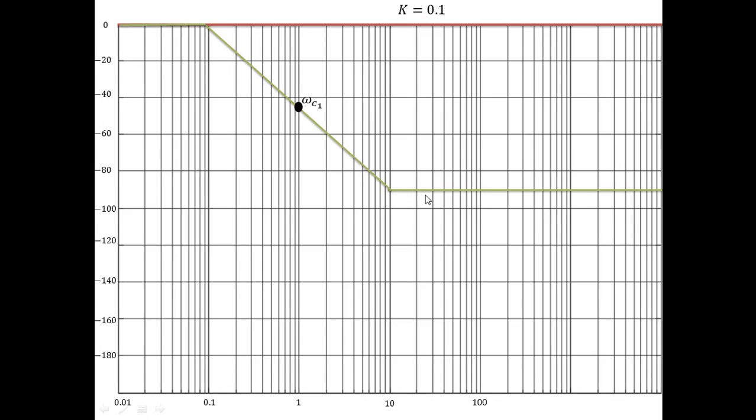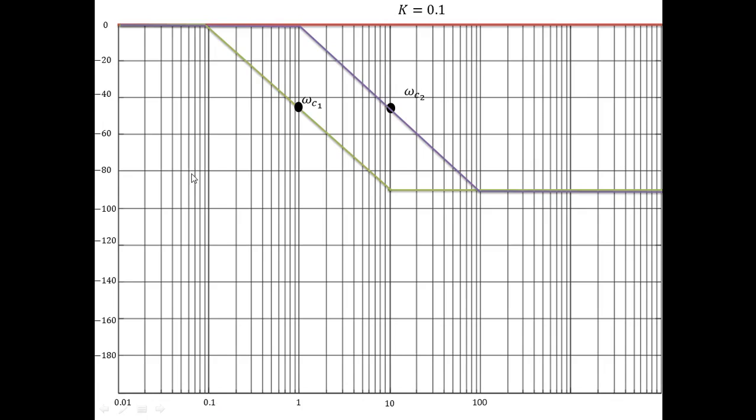For the second pole, I have the corner frequency at 10 with the phase angle of minus 45. One decade before, which means at omega equal to 1, the angle is 0. One decade after, I have the phase angle of minus 90. I need just to connect these two lines together, crossing omega c2. So similarly to the magnitude plot, I need to just add up these asymptotes together.